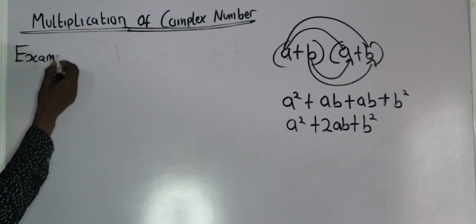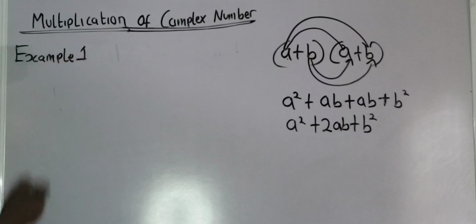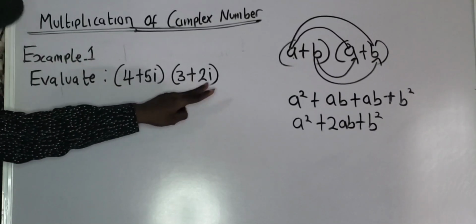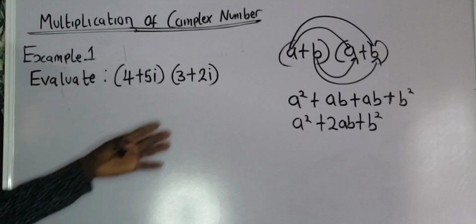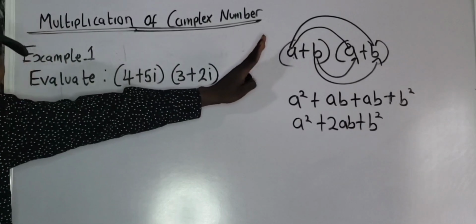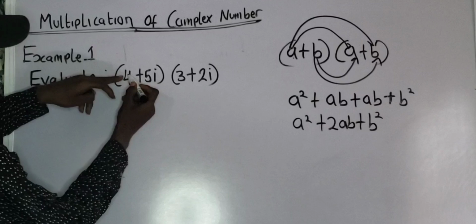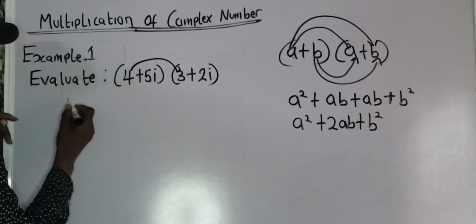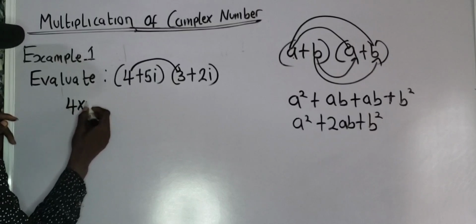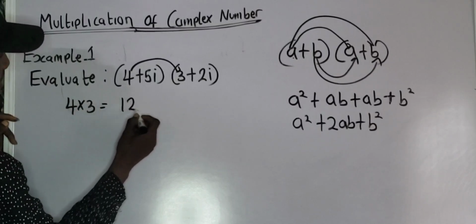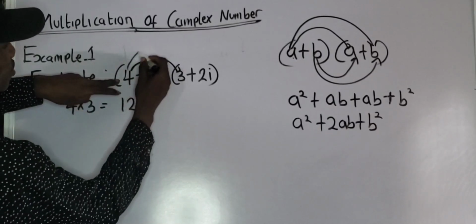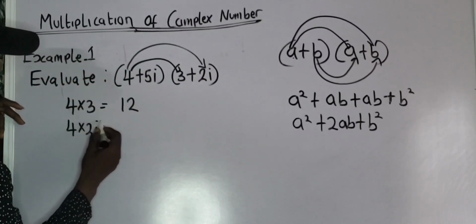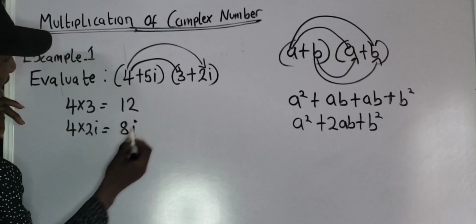We have example 1. Evaluate (4 plus 5i) multiplied by (3 plus 2i). Okay, we are going to use the same approach that we used here. So now let us proceed. We are going to take this 4 multiplied by 3. That is what? 12. Right? So 4 will also multiply 2i. Are you getting it? So 4 multiplied by 2i, that is what? 8i. Are you paying attention?